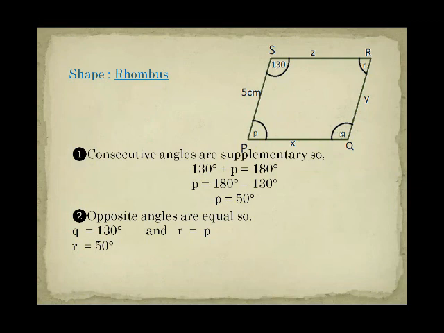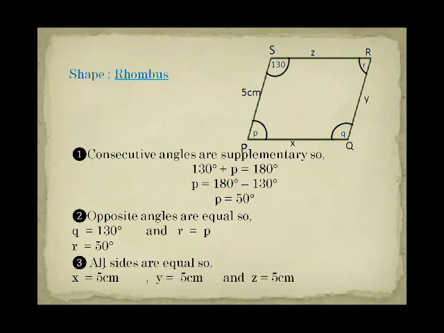So here we say that Q is equal to 130 degrees, and the angle R is opposite to the angle P. So here we say that the angle R is equal to 50 degrees. Third point is, in a rhombus all the sides are equal. So if one side is equal to 5 centimeters, we say that the side X is equal to 5 centimeters, the Y side is equal to 5 centimeters, and Z side is equal to 5 centimeters.